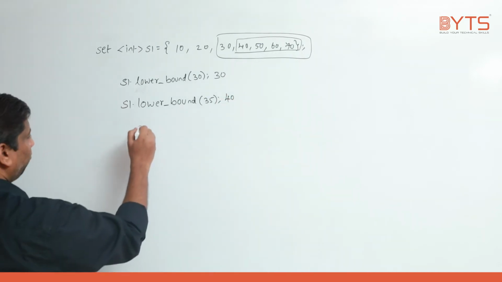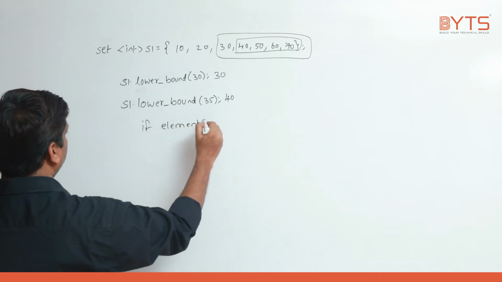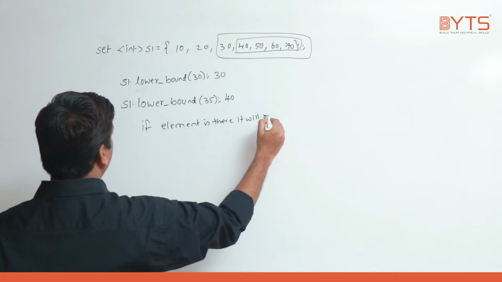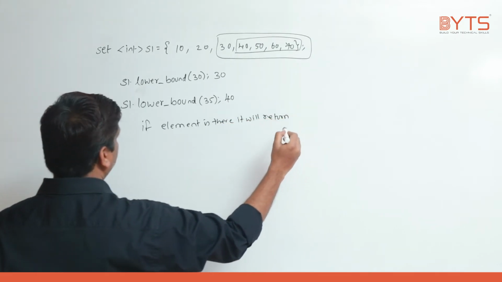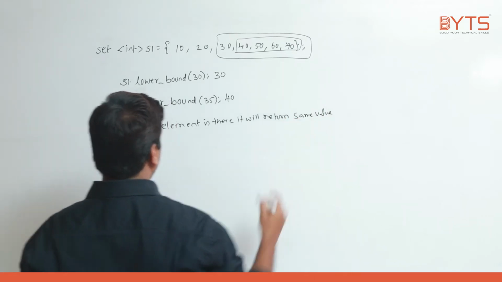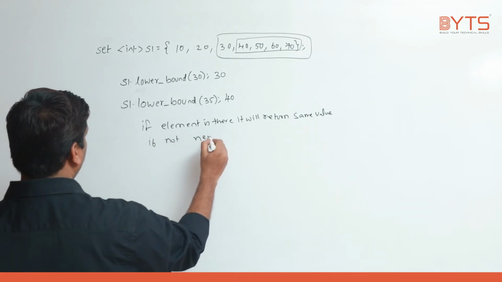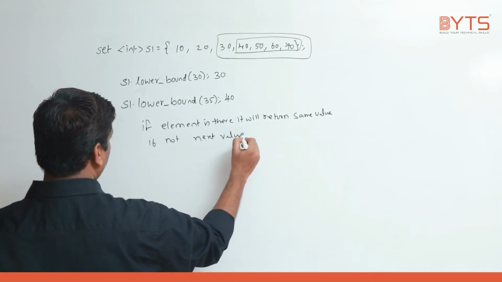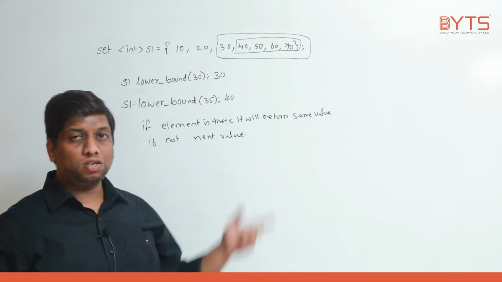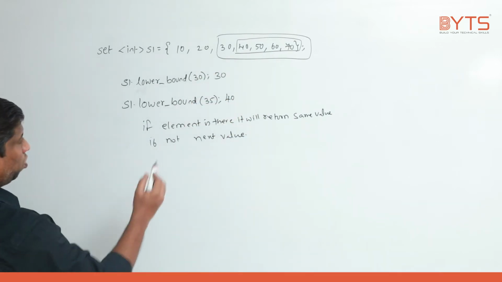Means what? If the element is there, it will return the same value. If not, the next value it will return. So if 35 is not there, for 35 what is the next value which is lowest among the remaining values? Among the remaining values it will see. This is about lower bound.